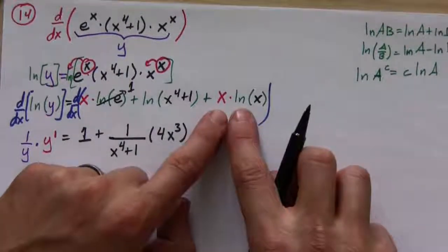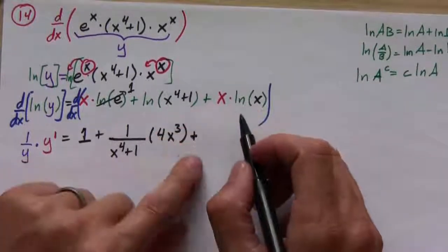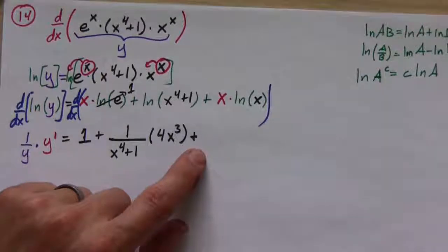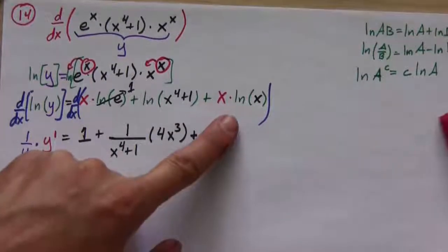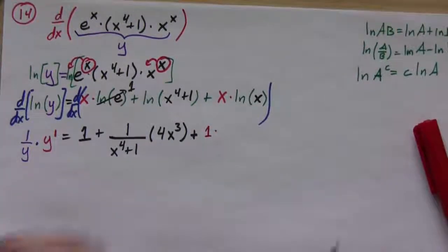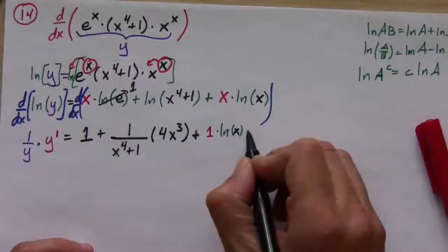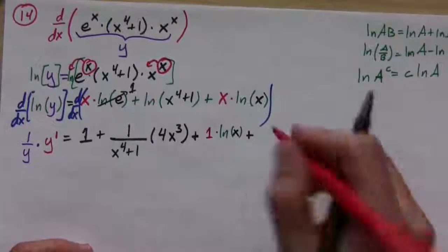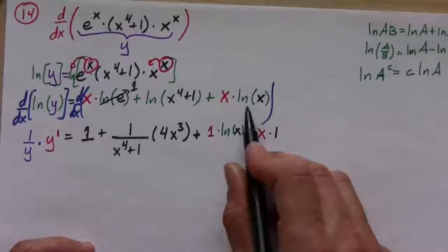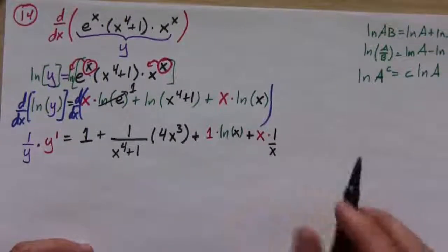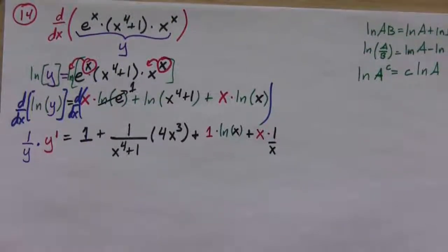Plus, and now here I have a product, so I'm going to use the product rule. So let me do this one by one. Here I have the derivative of the first, which is just 1, times the second, leaving it alone, so ln of x, plus the first, leaving it alone, times the derivative of the second, which is 1 over x.